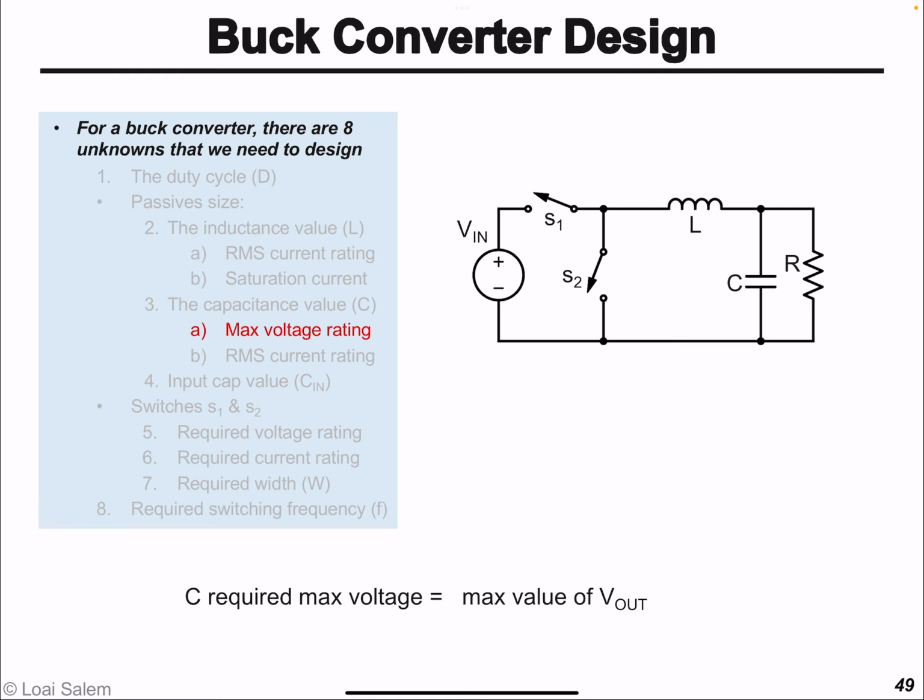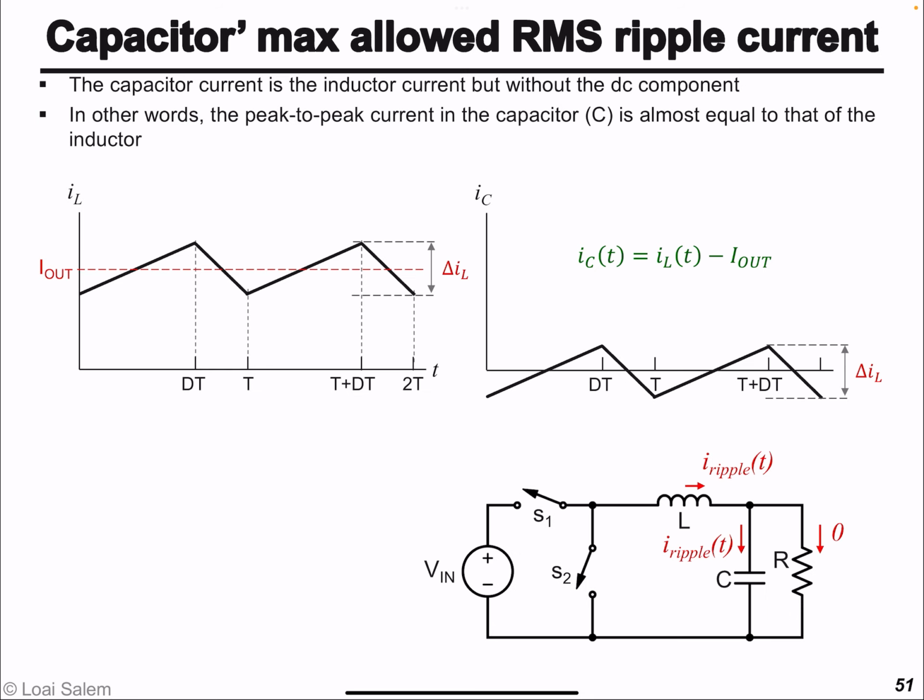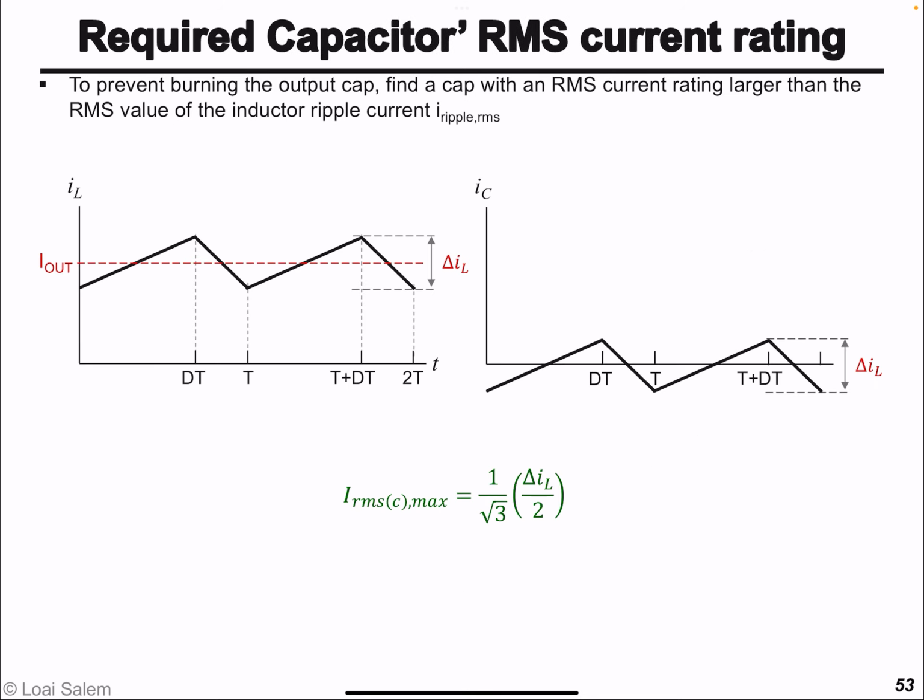And as I mentioned before, any capacitor also has a rating: maximum voltage and RMS current rating. Maximum voltage obviously will be the maximum output voltage that the buck converter is going to generate. As for the RMS current rating, well, we said that the current in the capacitor is triangular with a peak-to-peak value that's equal to the inductor peak-to-peak current. And so basically, its RMS current will be given by this expression.